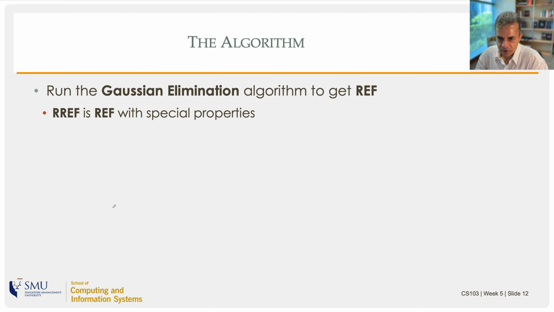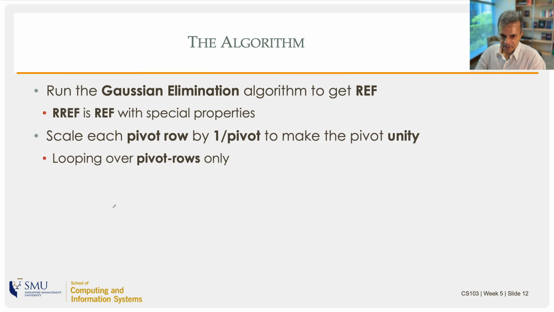What you will do, of course, is to run Gaussian elimination first and then do 2 more steps. Scale each pivot row by 1 over the pivot in that row to get unit pivots. So you have to loop over only the pivot rows now. But remember, you're scaling now. As you know, scaling will modify the determinant. So the determinant of an RREF is not the same as the determinant of the original matrix. Determinant is not preserved, with or without the sign.